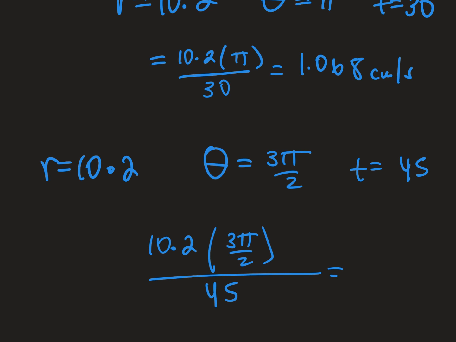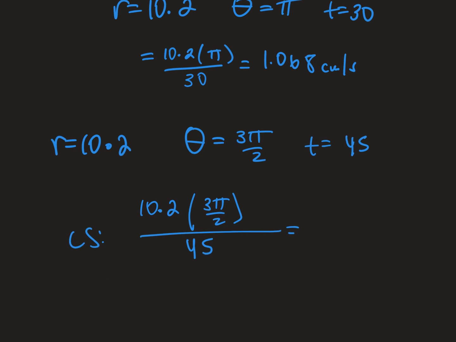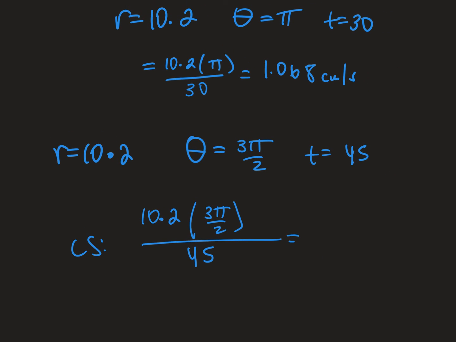Do the numerator first. Hit enter. Like do 10.2 times 3 pi over 2. Put the 3 pi over 2 in parentheses. Then hit divided by 45. What'd you get, Sean? 1.068. Guys, why do we keep getting the same answer?